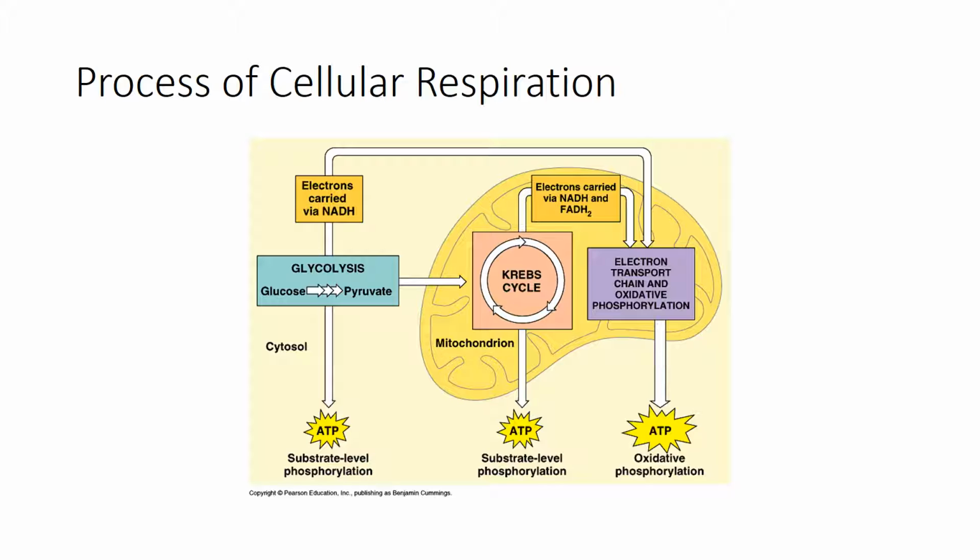Okay? If oxygen is present, then the products of glycolysis, which is going to be pyruvate and NADH, will move into the mitochondria, where further extraction of energy will occur to make more ATP. If no oxygen is present, then the products of glycolysis, i.e. pyruvate, is going to undergo fermentation to allow glycolysis to continue.